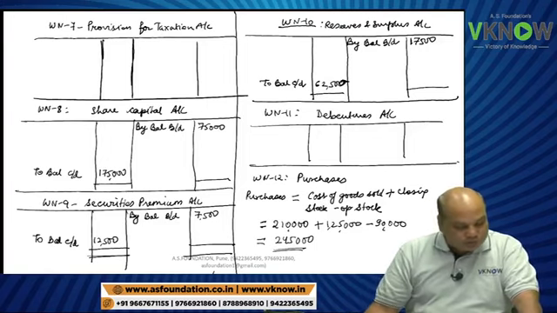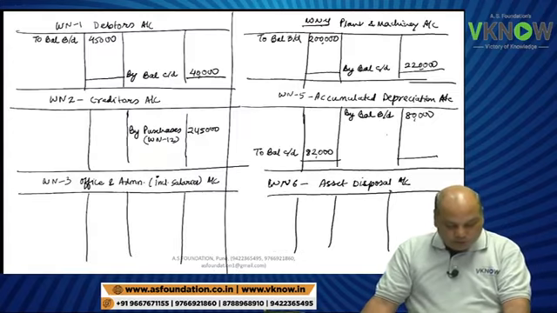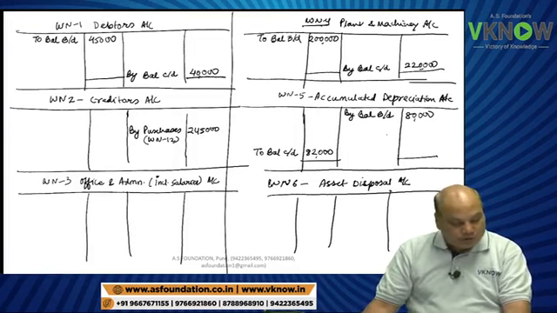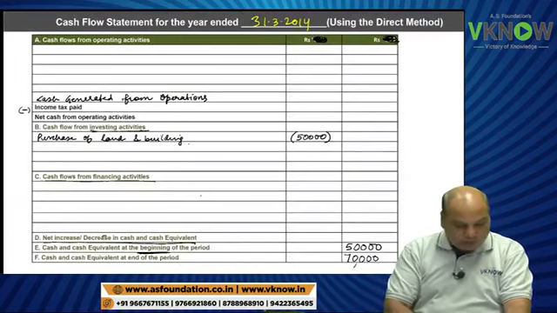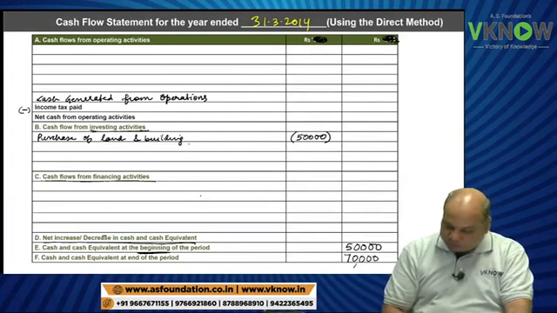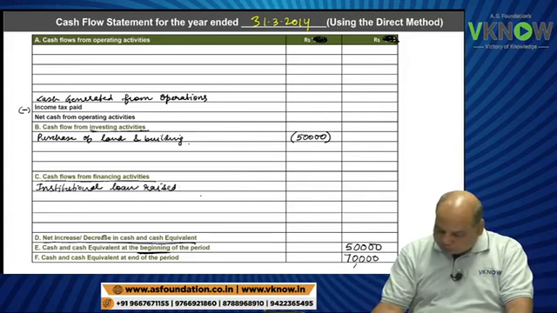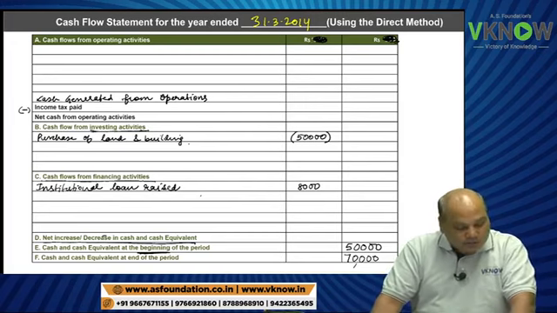Very good question. Then fourth item is institutional loan. For institutional loan, there is no working note. That means the difference is institutional loan raised. So come to financing activity, 23,000 minus 15,000, 8,000. Write down financing activity, institutional loan raised. Positive number 8,000. Question number 20 is going on.